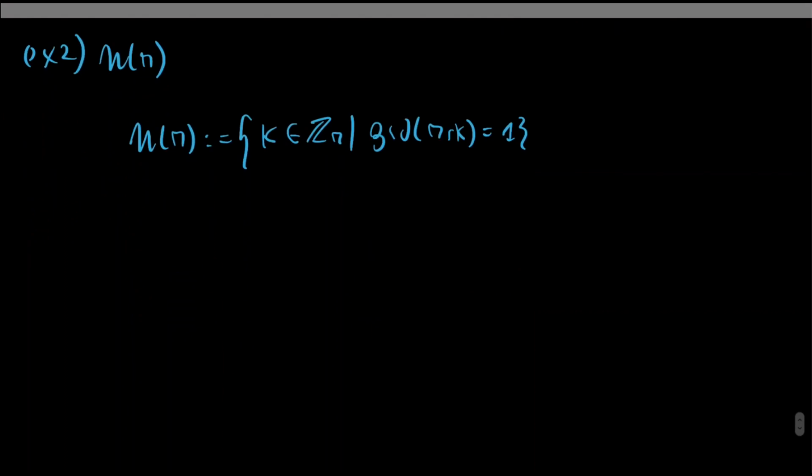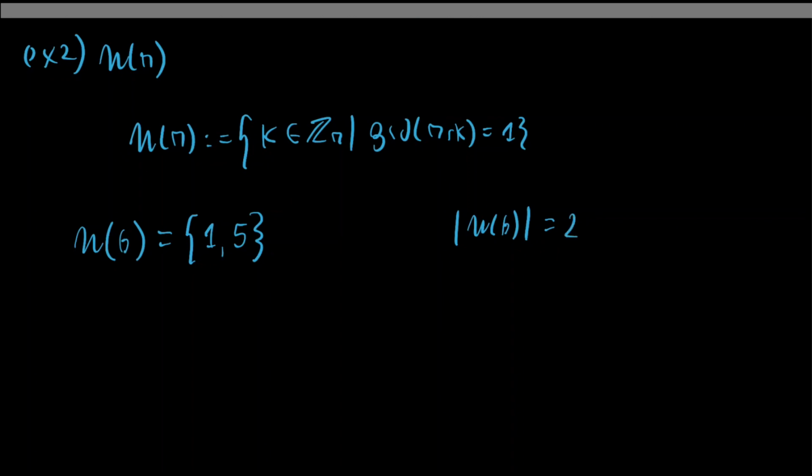So let us give an example of such a group. For example, we can consider the group U6. So what are the elements that are relatively prime to 6? Well, of course 1, because the GCD of 1 and 6 is 1. Is 2 relatively prime with respect to 6? No, because 2 divides 6, so that is not the case. Same thing with 3. Is 4 relatively prime? No. Is 5 relatively prime? Yes. So U6 will be comprised of just 1 and 5, and in particular the order of U6 will be 2.